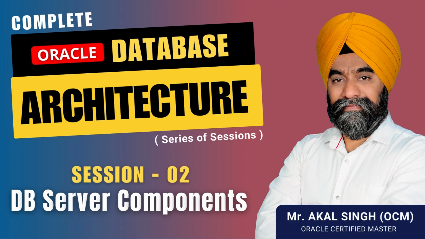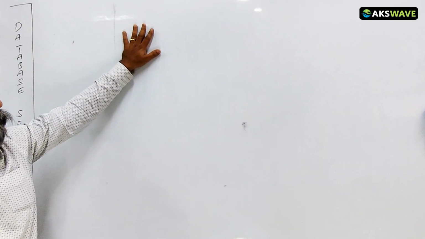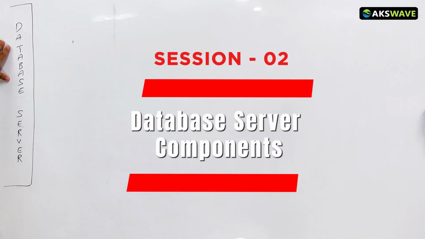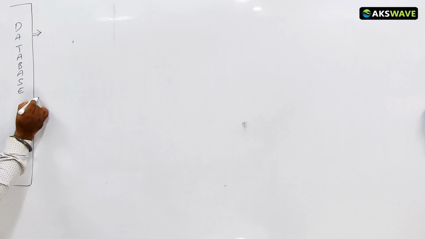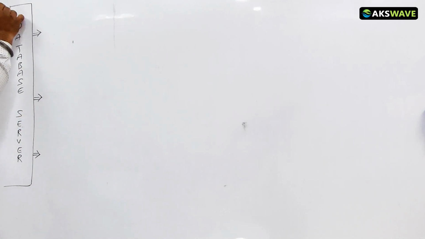Last session we discussed database servers, correct? Or server concepts, fine. Now coming to the database server, what do we have in our database server? Let's look at it. In my database server, there are three main components.